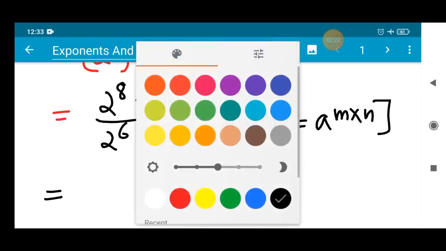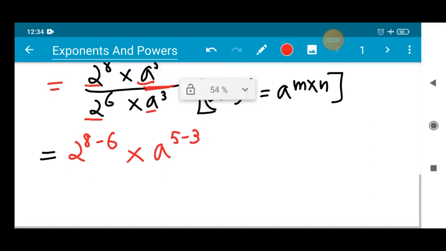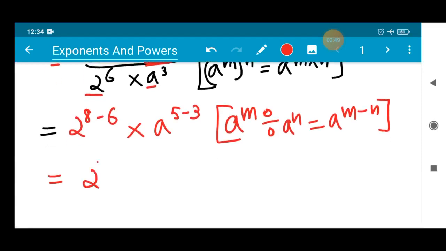Now when you have the same base, that is 2, 2, and if there is a division sign in between, then the exponent should be subtracted. Over here also, when you have the same base and if there is a division sign, then your exponent should be subtracted. So 5 minus 3 can be done. So I can write here a to the power m divided by a to the power n is equal to a to the power m minus n can be written. Now 2 to the power 2 into a to the power 2. Alright. So why? Because 8 minus 6 is 2 and 5 minus 3 is also 2.